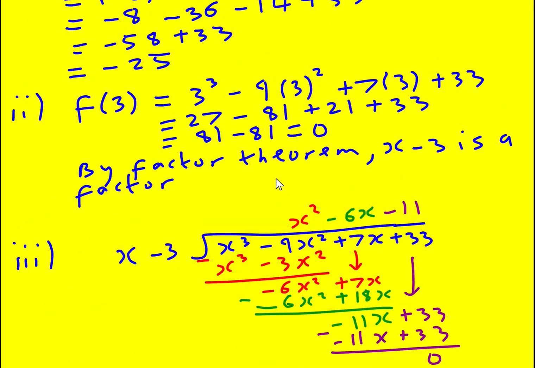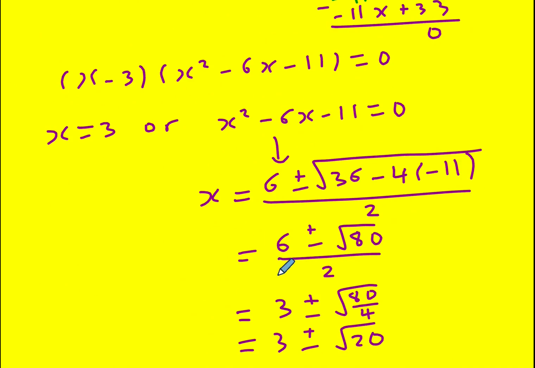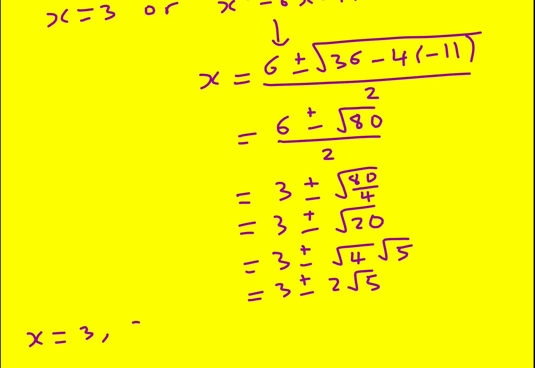What did it say? Simply as possible, so we should simplify this surd. That can be done by taking out the highest square number, which is 4. So it's going to become root 4 times root 5, which is 2 root 5. So x equals 3, 3 minus 2 root 5, or 3 plus 2 root 5. Okay, good job.